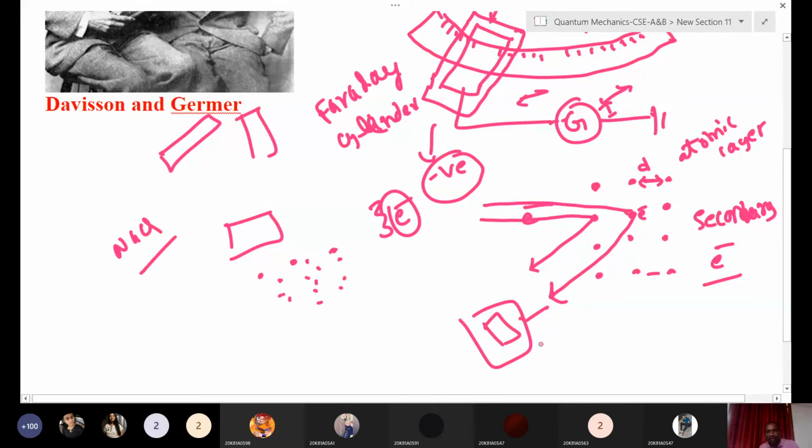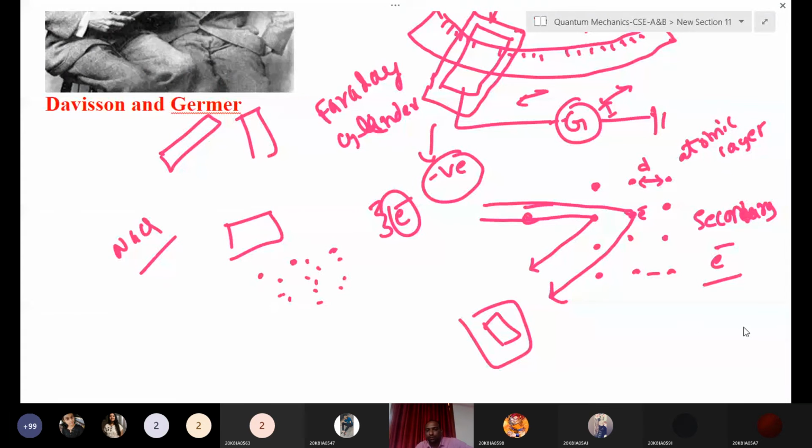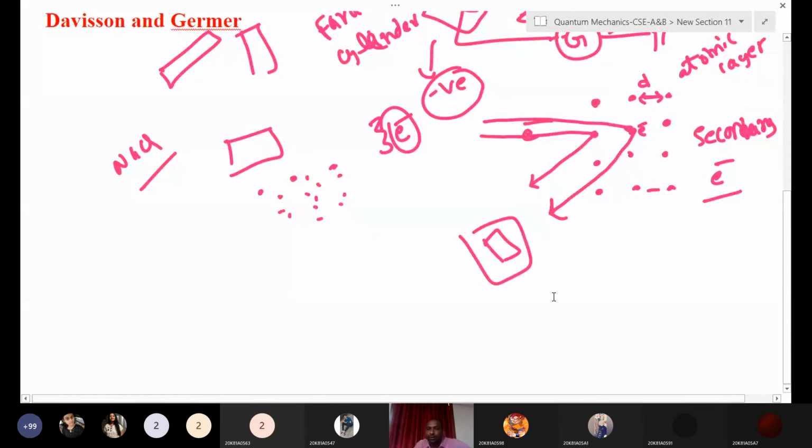Sorry, just a minute. The note is gone, I don't know. Is this clear? Why are we applying this negative potential to the Faraday cylinder? Hello, are you listening? Yes, sir.